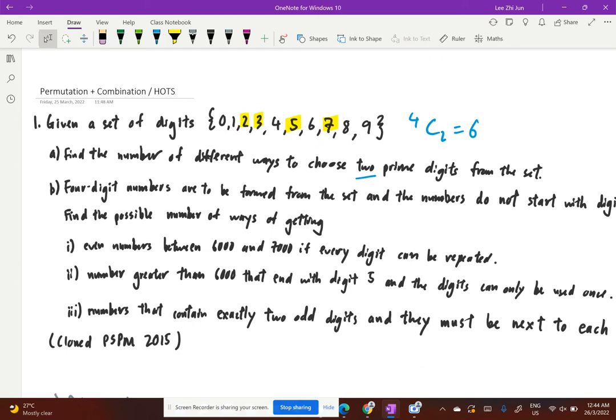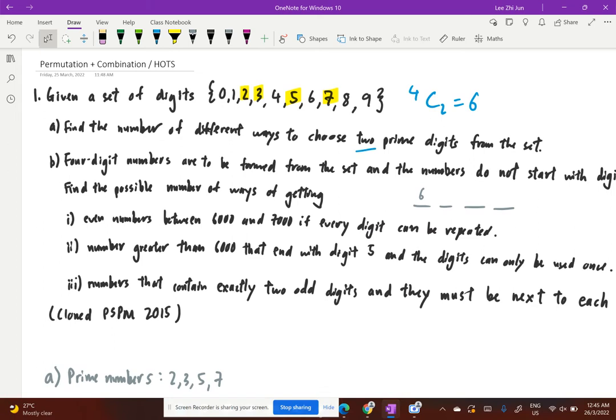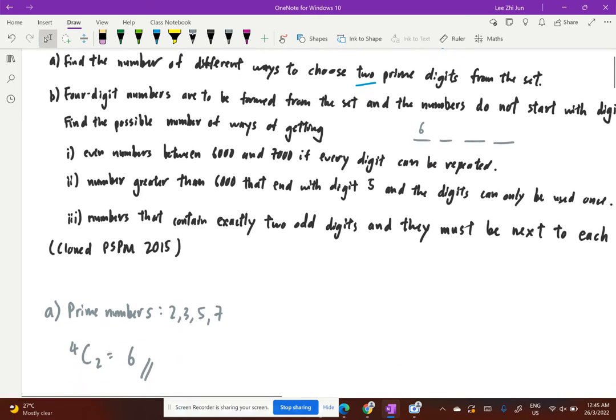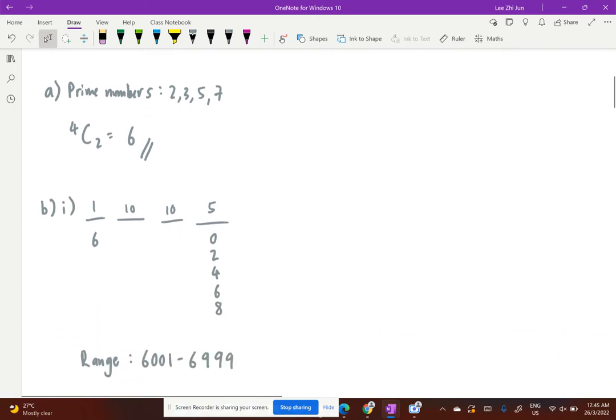The first case is even numbers between 6,000 and 7,000 if every digit can be repeated. Just 4 digits: if here I use 6, here I also can use 6, here I also can use 6, like that, as long as it's an even number between 6,000 and 7,000. So for A, the prime numbers, just as I said, 6, and B here, B1.